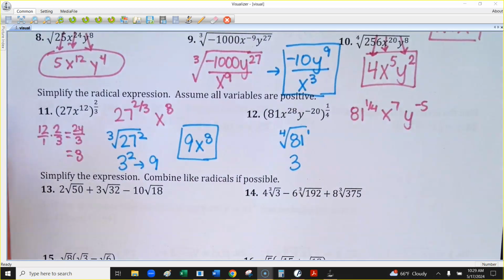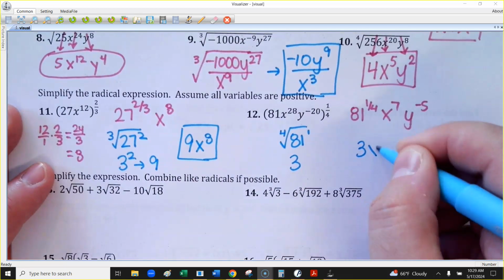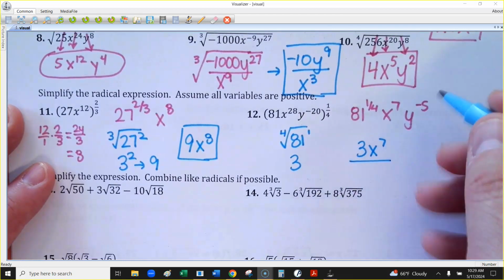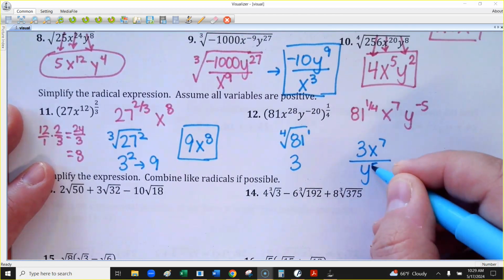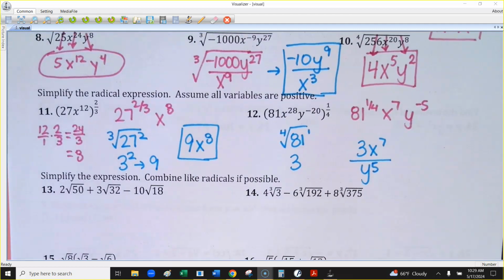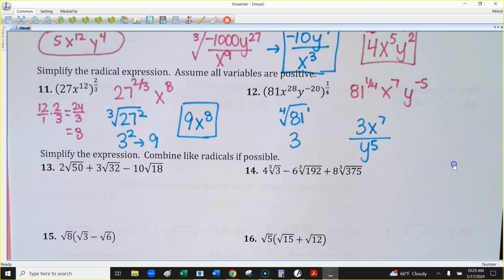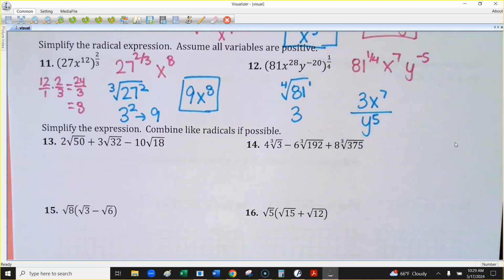All right, so here'd be my answer. The 3, the x to the 7th. And then because that y had a negative exponent, I'm just going to write that underneath those other two terms and get rid of that negative exponent by writing that as y to the 5th. Does anybody have a question at the moment? I know it's been a long time since we've done some of this stuff.